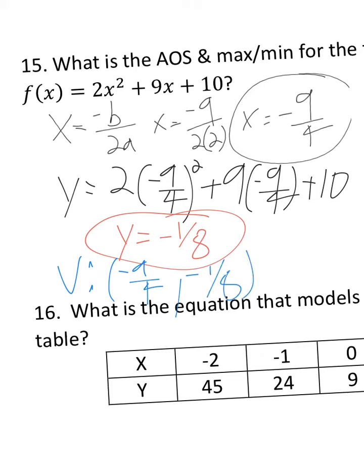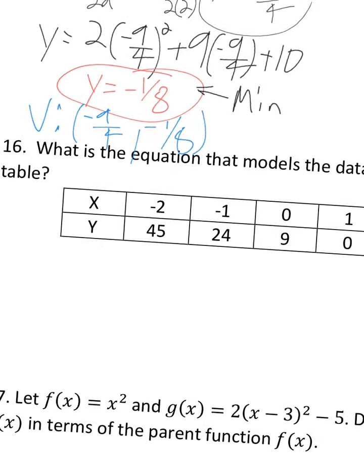You have your axis of symmetry. That's this, the x answer. You have your max or min answer. Let's see here. This is a positive 2, so that means it's going to open up. This positive 2 right there. So this is going to be a min right there. And that's all I have to say about that.